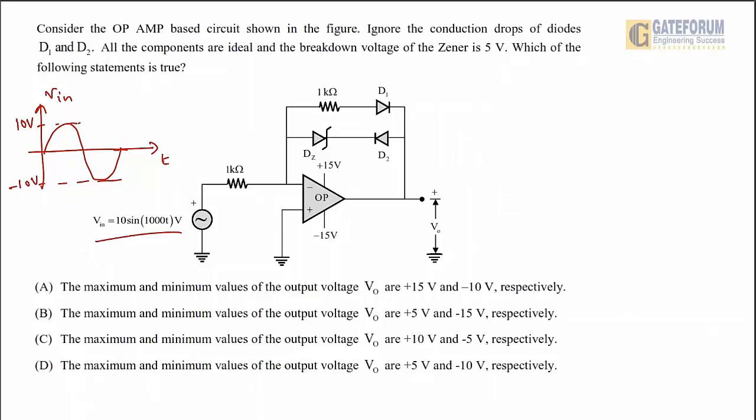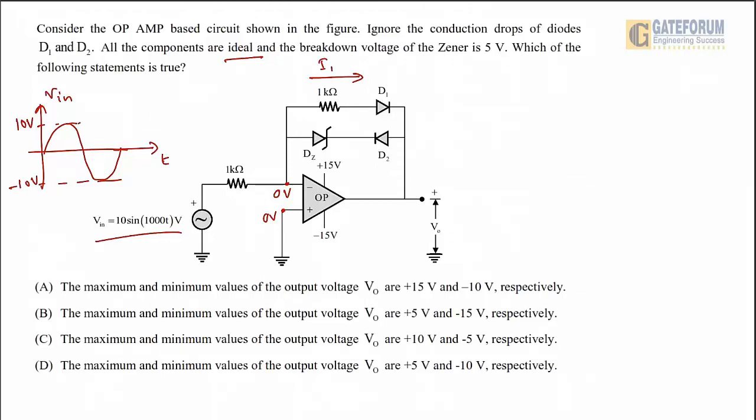And it has mentioned that all the components are ideal. It means this op-amp is also ideal, and for the ideal op-amp, the virtual ground concept is applicable. So if this is having ground here as 0 volt, then this node will also be 0 volt. And as we know that diodes are unidirectional, if D1 diode is conducting, current has to flow in this direction, which I can call I1.